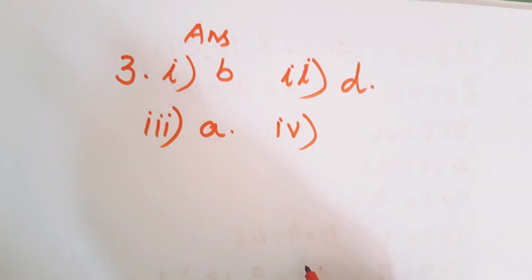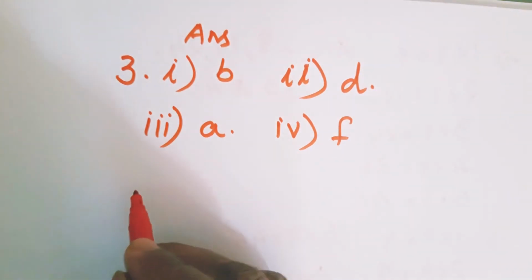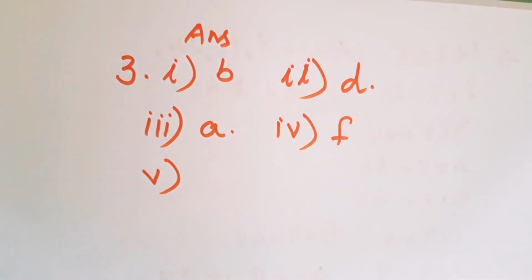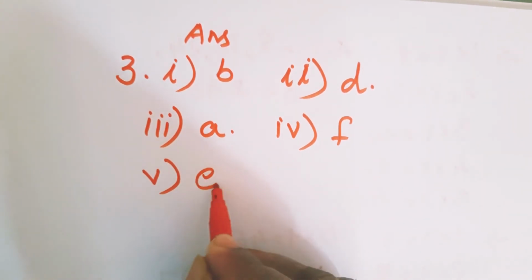Fourth one, 20. For 20 you see option F, factor of 20, because 1 into 20 gives the first 2 factors. So the fourth one's answer is F. Now one more is there. Question number 5, 25. What is the answer? Option E only, factor of 50. We know 25 into 2 is 50. So 5's answer is E.